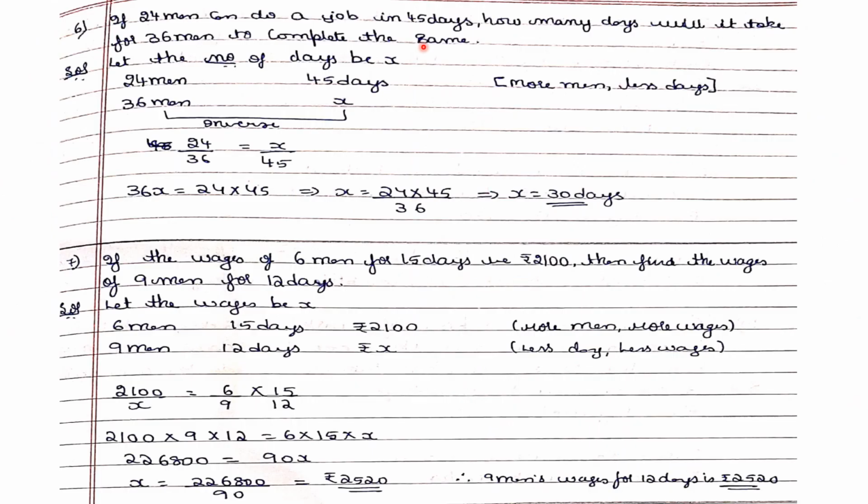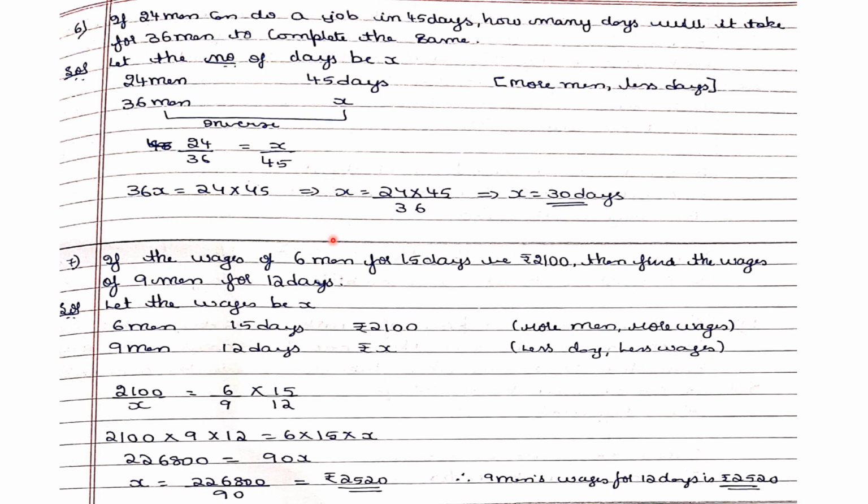Next problem. If 24 men can do a job in 45 days, how many days will it take for 36 men to complete the same? So 24 men require 45 days, 36 men require how many days? Obviously think properly. If the men force is more, then within fewer days you can complete the work. That means here people are more but days are less, so this is called an inverse. So 24 divided by 36 is equal to, written inversely, x divided by 45. Then cross multiply, you will get 30 days. So having 36 men, you can complete the work within 30 days.